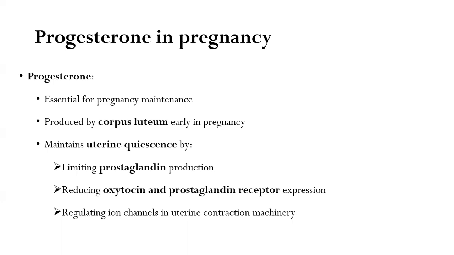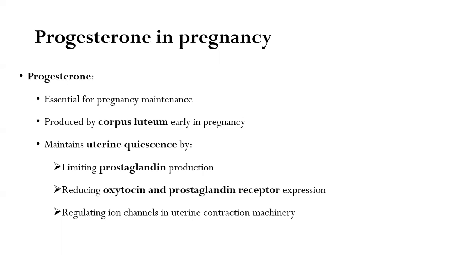So, as we know, progesterone is the most important hormone in pregnancy. Progesterone is essential for maintaining the pregnancy. Progesterone is produced by the corpus luteum in the early part of the pregnancy, and later on it is produced by the placenta. Progesterone is responsible for maintaining uterine quiescence, that means stability of the uterus. And how does it maintain the uterine quiescence? It maintains the uterine quiescence by limiting prostaglandin production. Prostaglandins, as we see, are responsible for inducing labor.